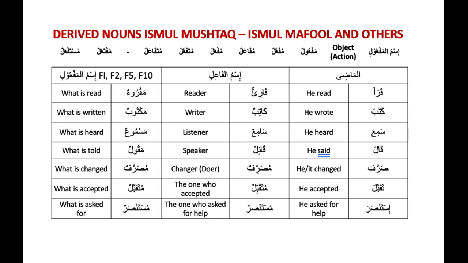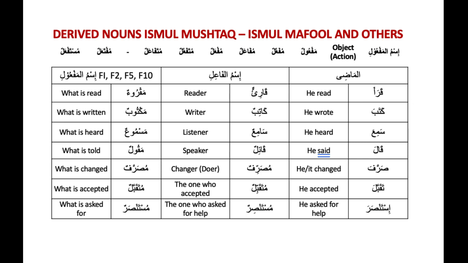maqru'un, what is read. Another form one verb, kataba, he wrote. Ismul fa'il, katibun, the writer. Ismul maf'ul, maktubun, what is written. Sami'a, he heard. Sami'un, listener, or someone who heard. Masmu'un, what is heard. Qala, he said. Qa'ilun, the speaker. Maqulun, what is told.